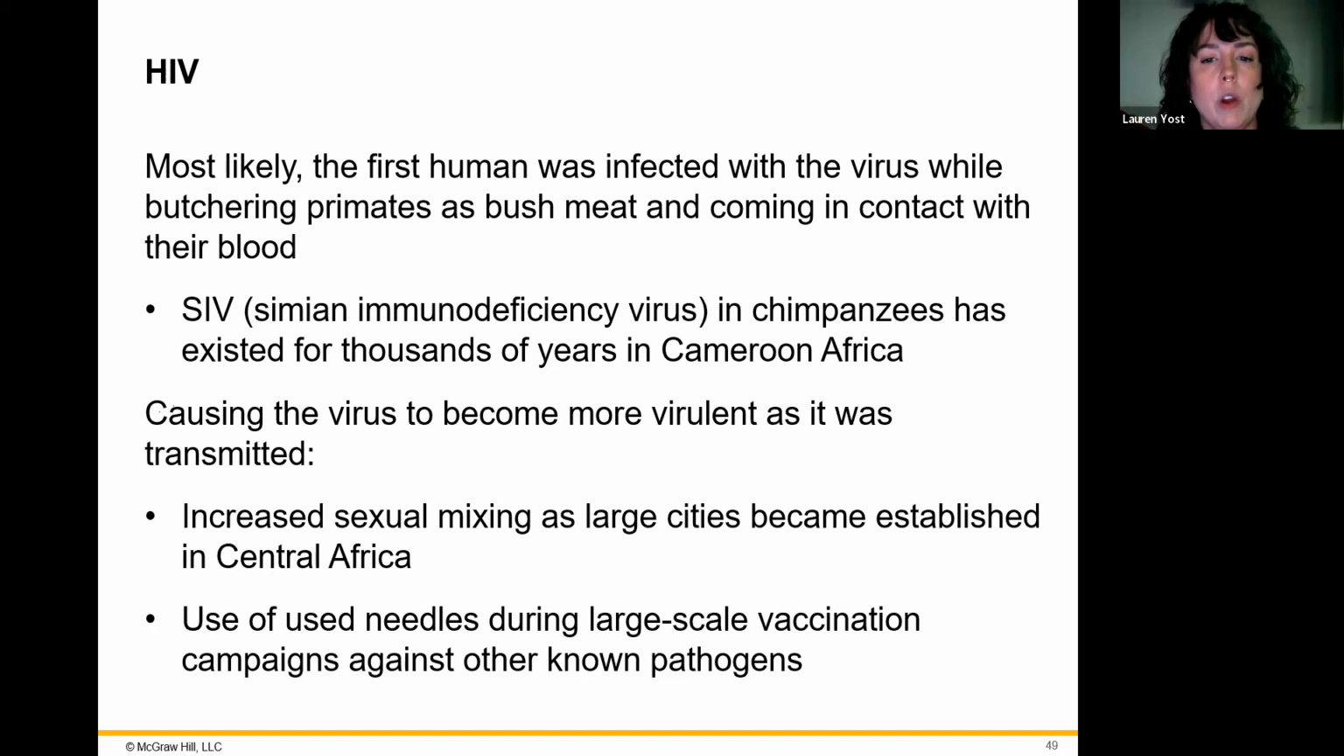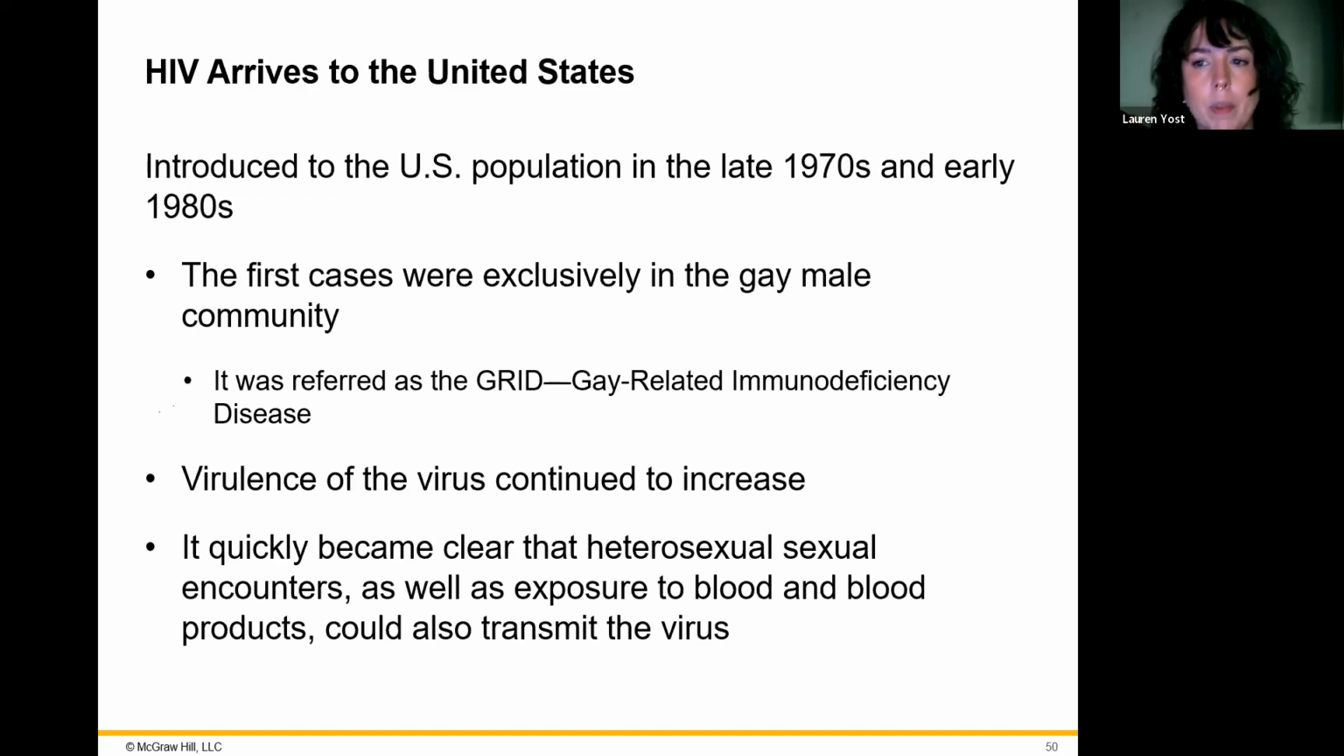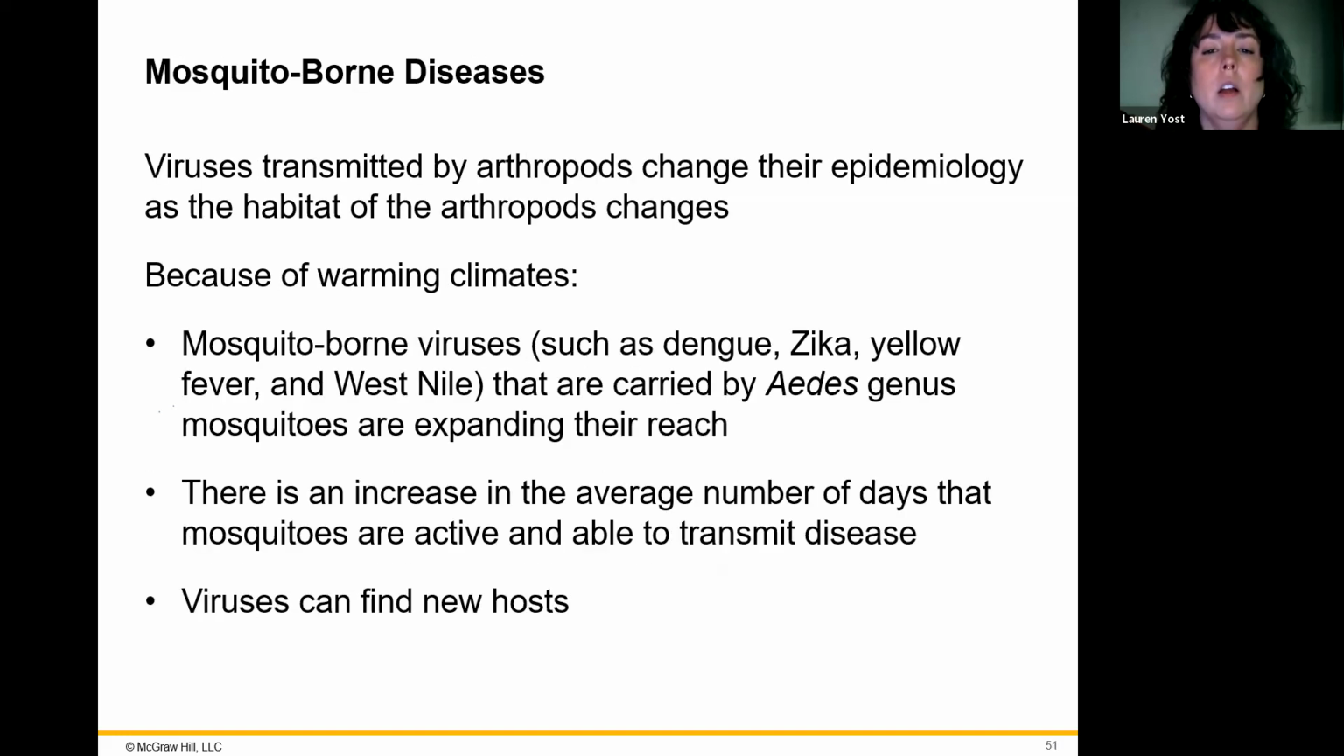All right, HIV, we already know this is like an encroachment on territory sort of thing. Simian immunodeficiency virus from chimpanzees. They're assuming that there was butchering of primates and exposure to blood there that got introduced into the African population and got spread around the world from then. Yes, it started out being recognized as GRID, which is gay-related immunodeficiency disease, until they learned that it's not just that, right?